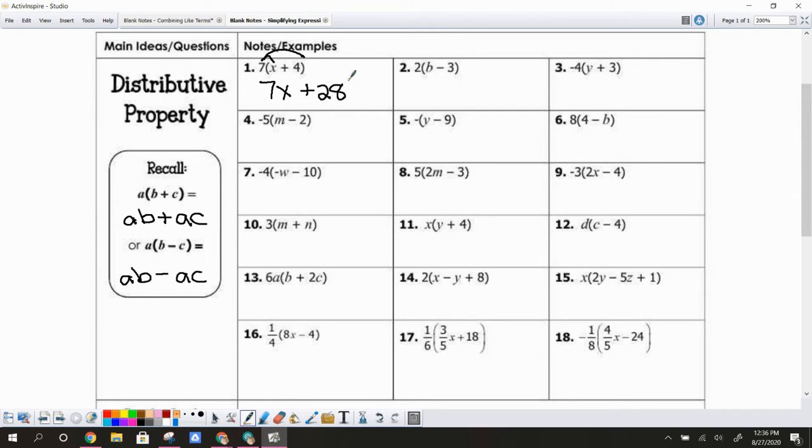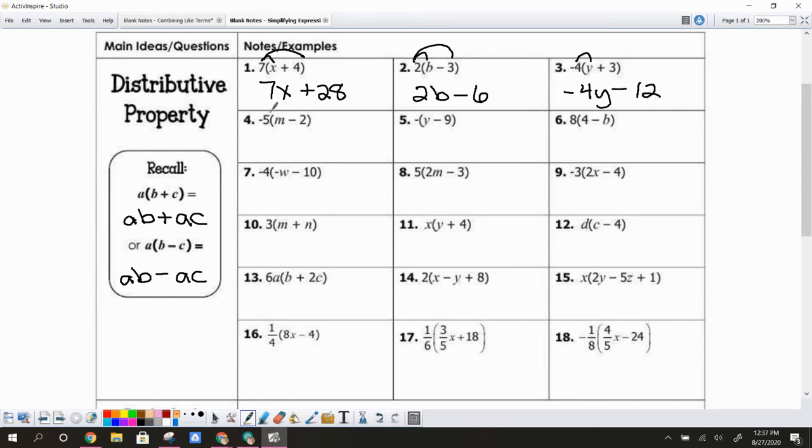For number 2, we're taking your 2 times b to get 2b, and then 2 times a negative 3. Okay, that minus sign goes with the 3. So 2 times a negative 3 is a negative 6. For number 3, we have a negative 4 times y to get negative 4y, and then a negative 4 times 3 to get a negative 12.